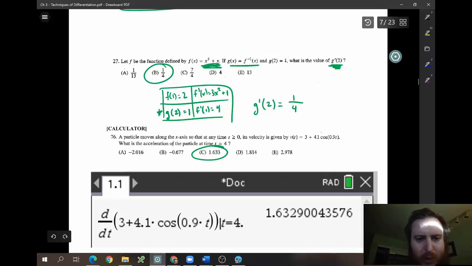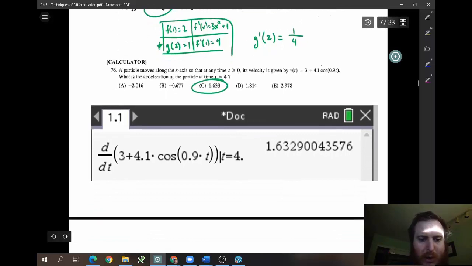So if we have an equation, in our top right box, we put in the equation. The equation is 3x squared plus 1. And then in the bottom right box, now we plug in 1 into our equation. So 3 times 1 squared is 3. 3 plus 1 is 4. And then to get g prime of 2, we flip that, 1 over 4.